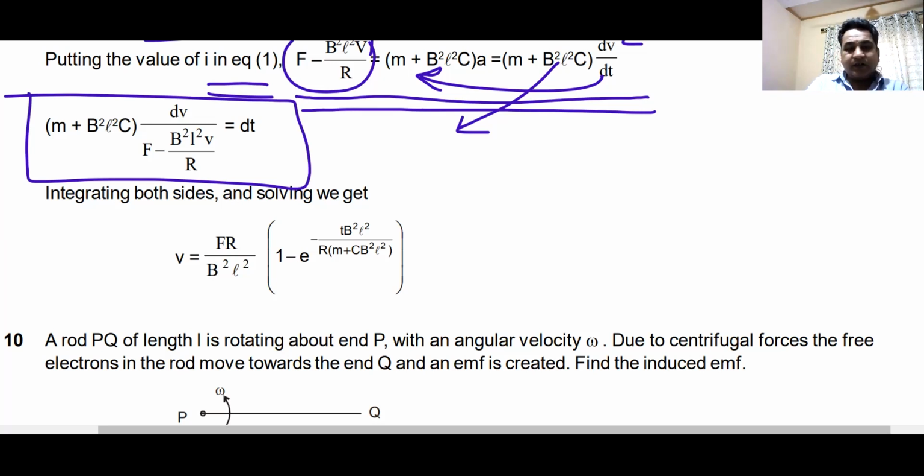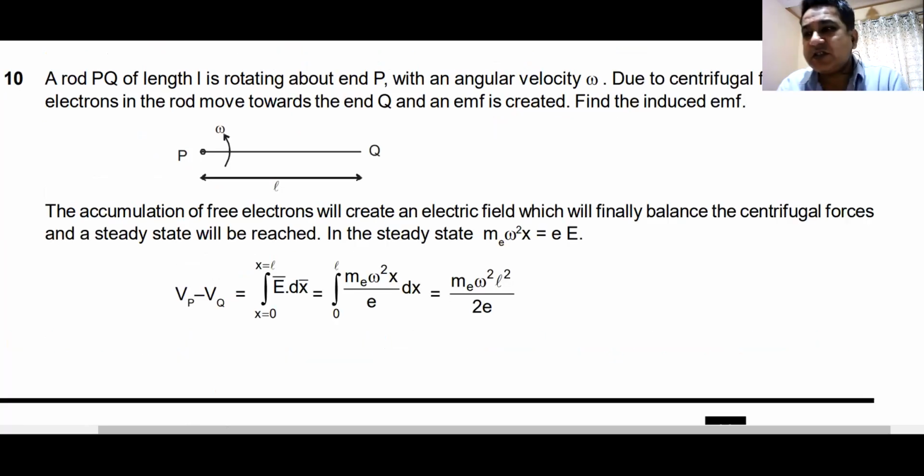Okay. Now this is a question that always puzzles me and the students. Please read this question and see how this question is done. A rod PQ of length L. Remember, same question we have done in magnetic field, but see the difference between this question and the previous one. A rod PQ of length L is rotating about the end P with an angular velocity omega.